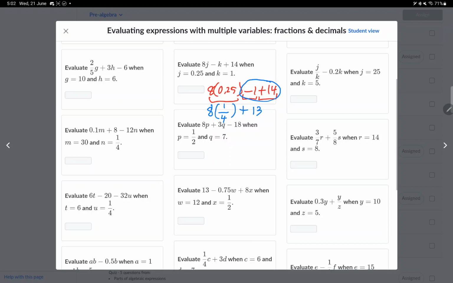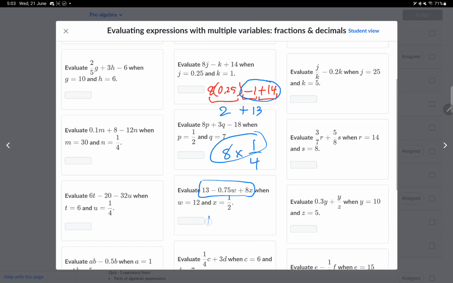No. When you're multiplying a whole number with a fraction, you're only multiplying the whole number to the top of the fraction. Oh, so 8 over 4. It is 8 over 4, because 8 just means 8 over 1, right? And when you multiply 1 by 4, it's just the same. So if it's a whole number times a fraction, you only multiply it to the top number of the fraction. So that's 8 over 4, which is 2. Plus 13 is 15.